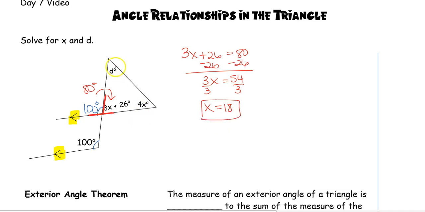So I found out what x is. I still need to find out what d is. I've got to use x in here. This is 4 times x, so that's 4 times 18, which is going to give us 72 degrees.